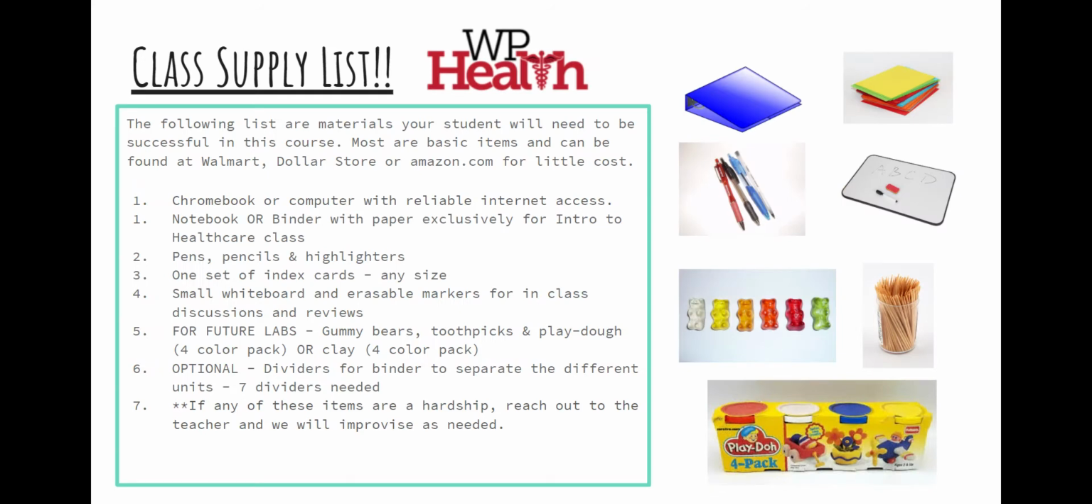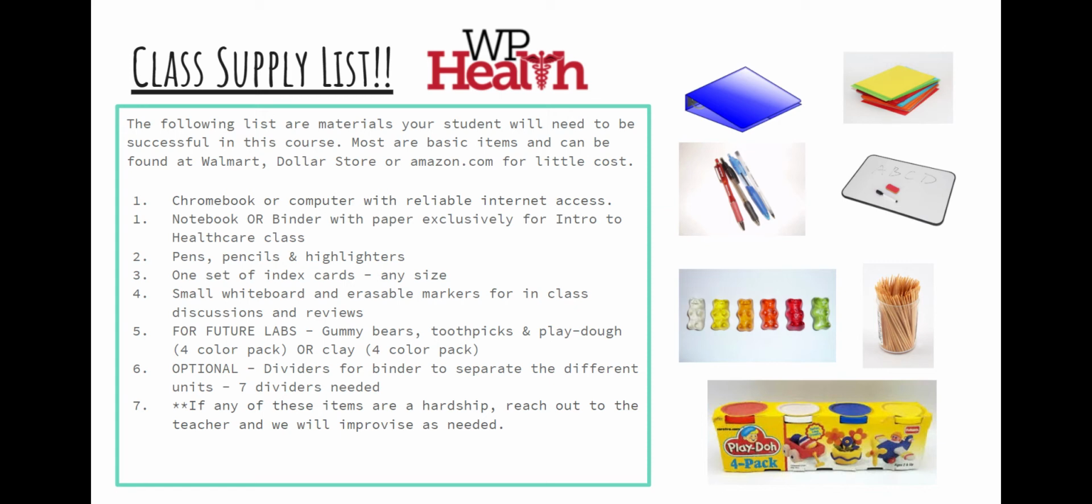Our supply lists for this year, we have a number of things. Everything can be found at Walmart or the dollar store. Obviously, a Chromebook with computer you can get from school if you haven't already done so. I ask that they have something to take notes in. This could be a notebook, it could be a binder, up to the individual student. Students will need something to write with, a pen, a pencil. Highlighters are helpful for taking notes.